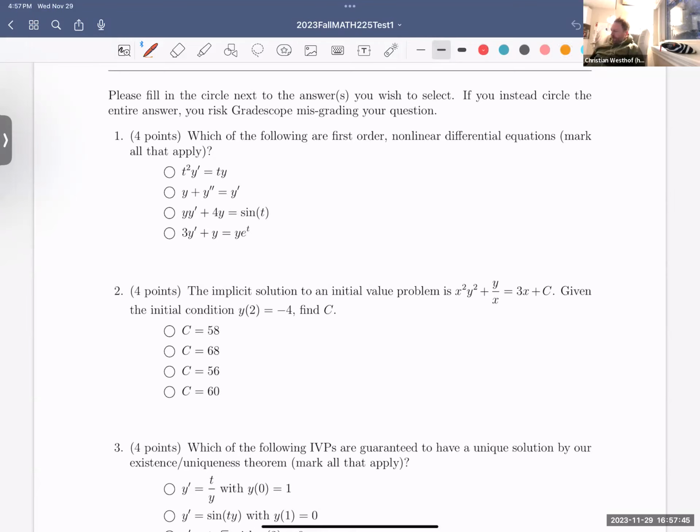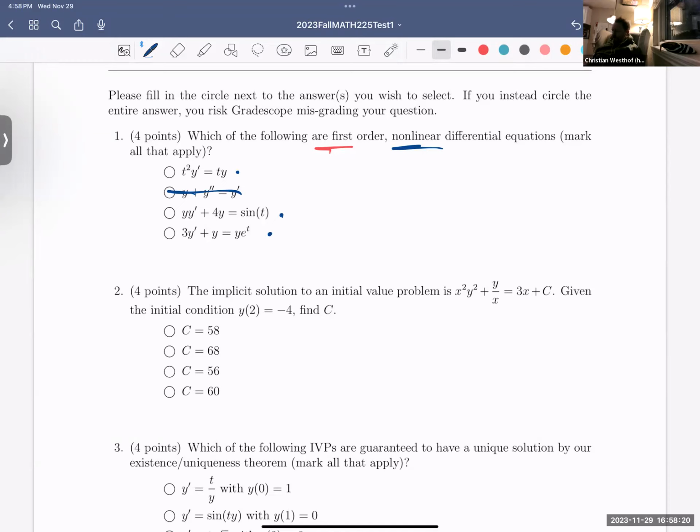Which of the following are first order nonlinear differential equations? Mark all that apply, and we want nonlinear. So first order, that's where the highest derivative present on the dependent variable is 1. So that's out because of y double prime. So this is first order, this is first order, this is first order.